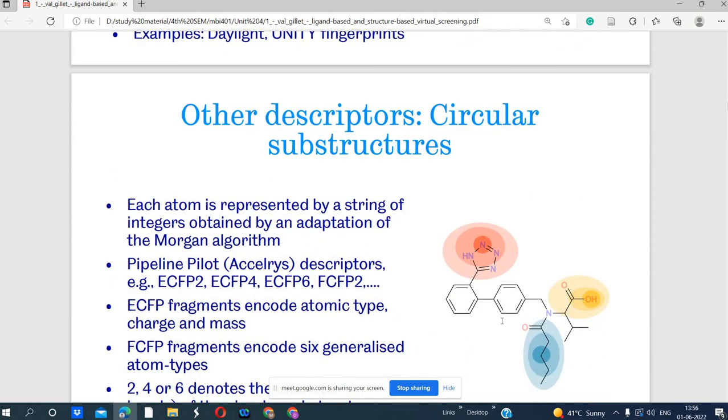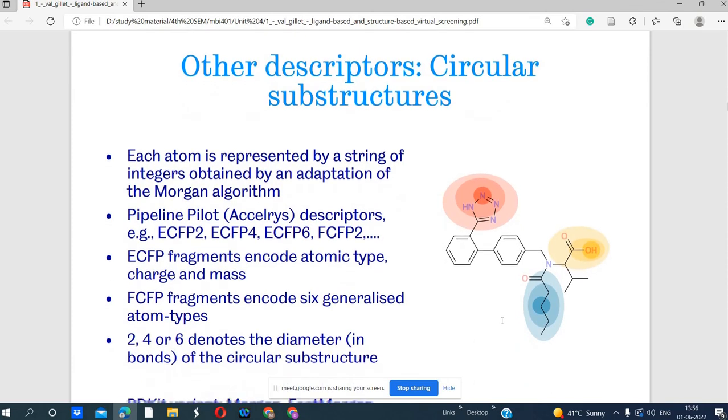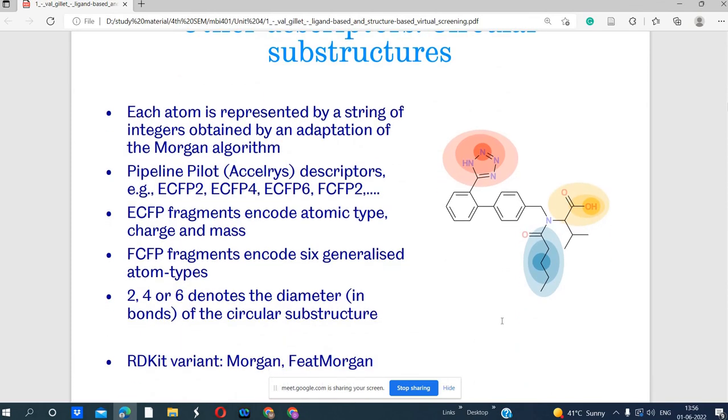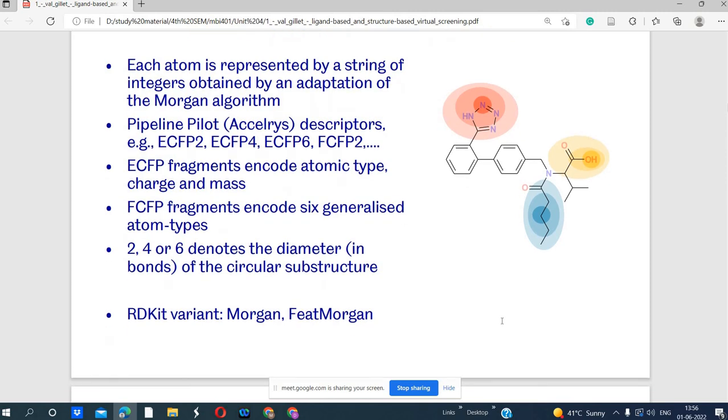Now here you can see other descriptors like circular substructures. Each atom is represented by a string of integers obtained by an adaptation of the Morgan algorithm. So a different algorithm is used for the circular substructures. Pipeline Pilot, Accelrys is the name of the company which developed the software for drug discovery, and so they have descriptors like the Pipeline Pilot descriptors. So the company uses different types of descriptors.